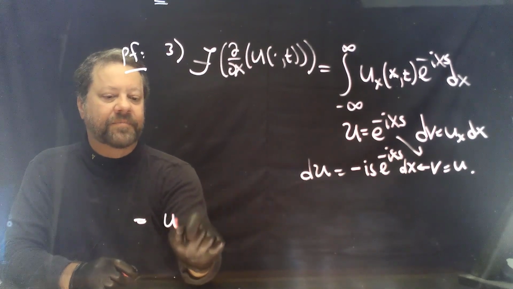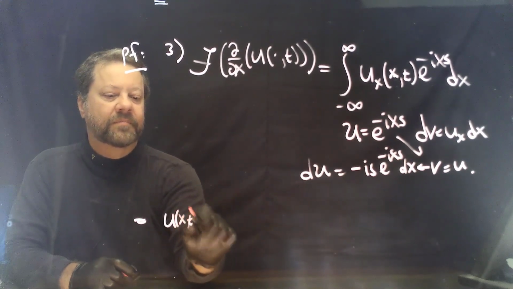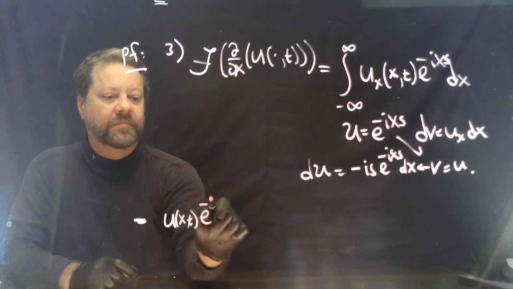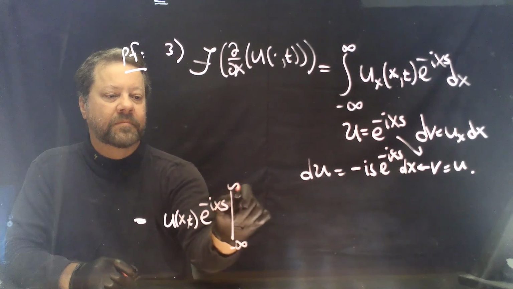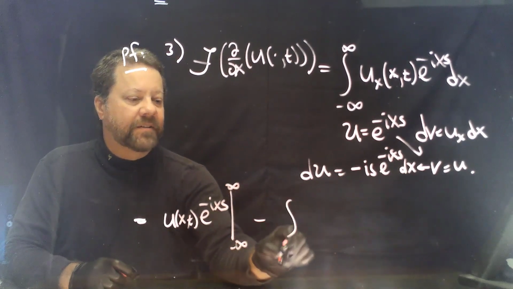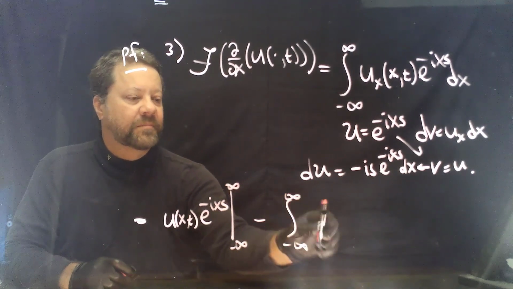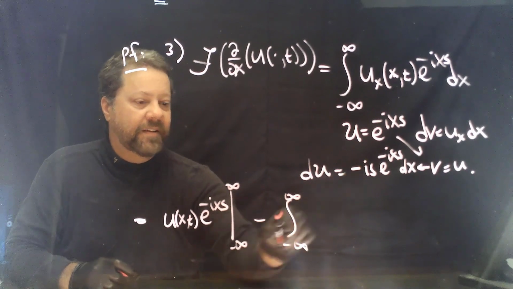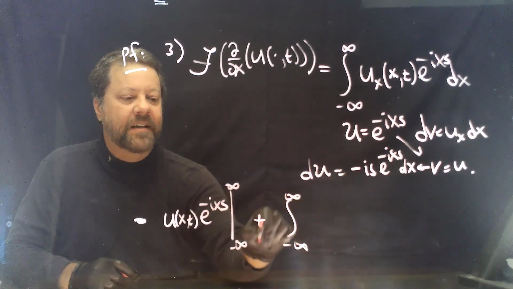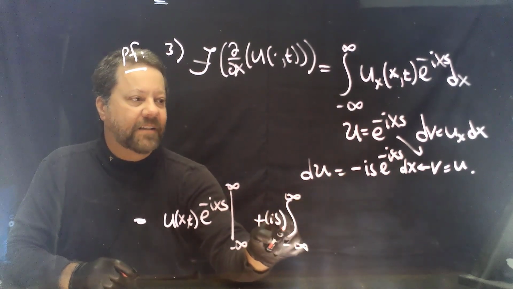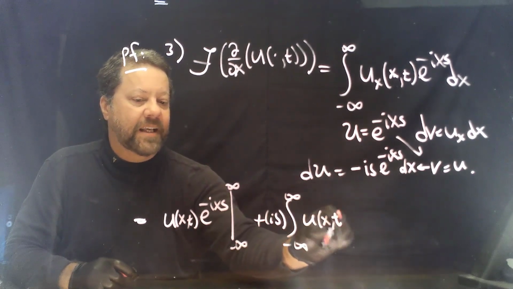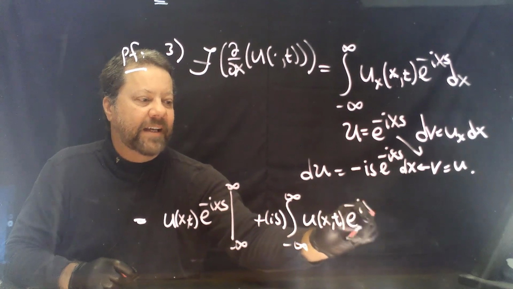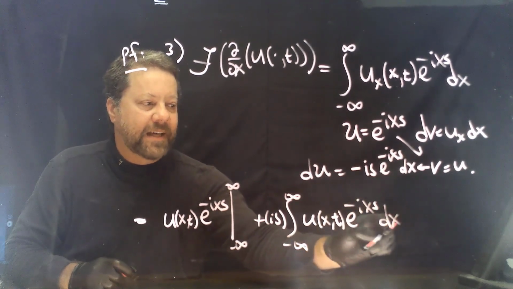uv minus the integral of, let's see, we get a minus is that can come out of the integral here. It's u of x e to the minus ixs dx.